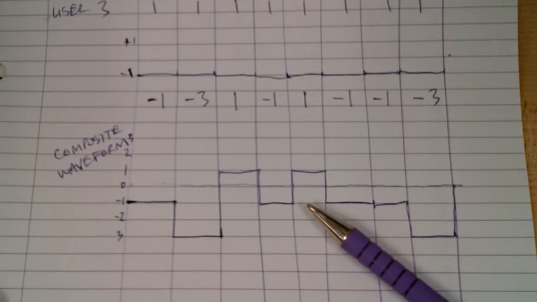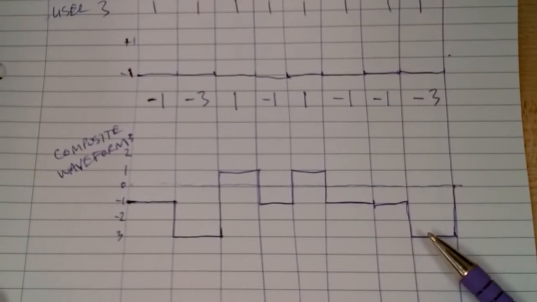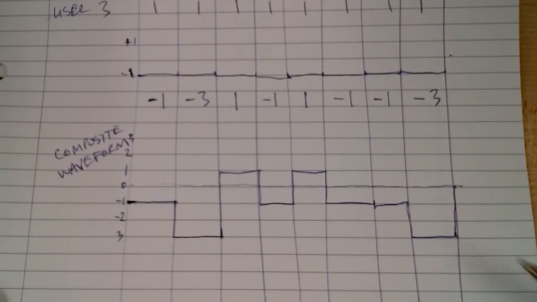So this here is if we took each individual user's signal, converted it to a waveform, added them all together. So every user's signal is here. So every receiver is going to receive the composite signal.